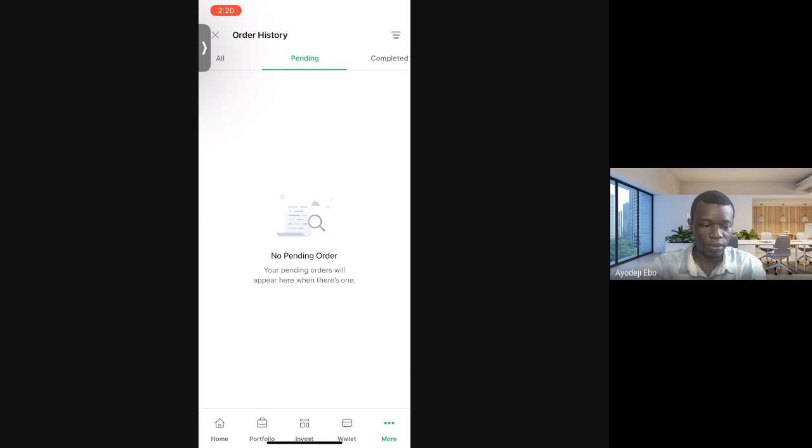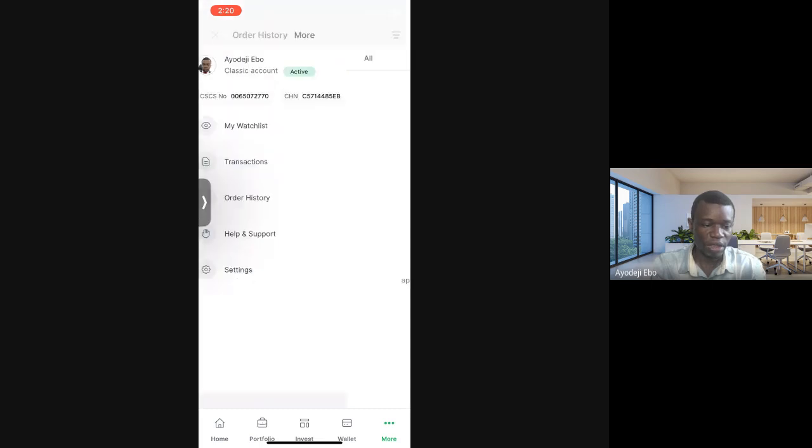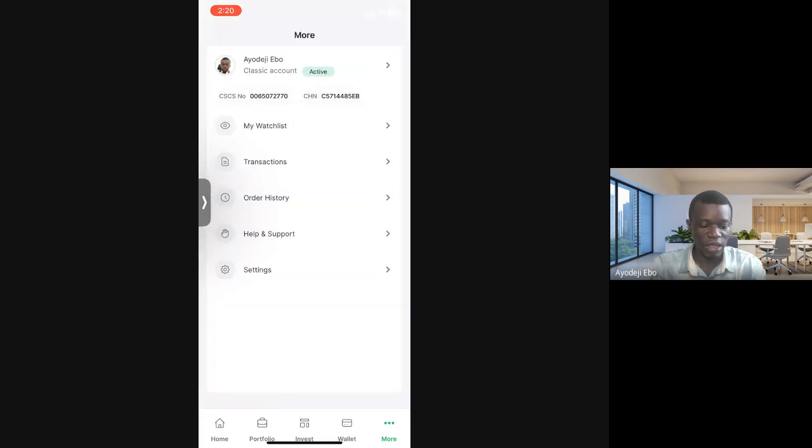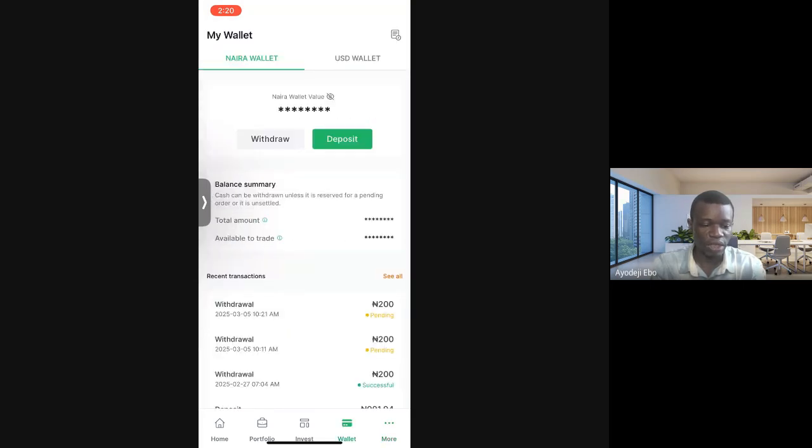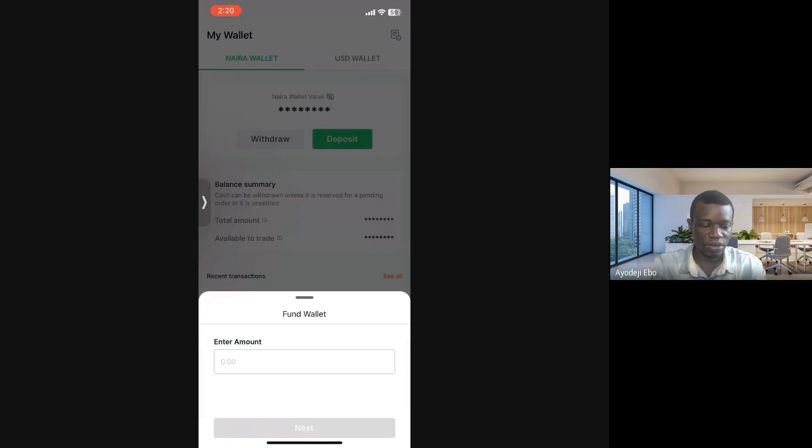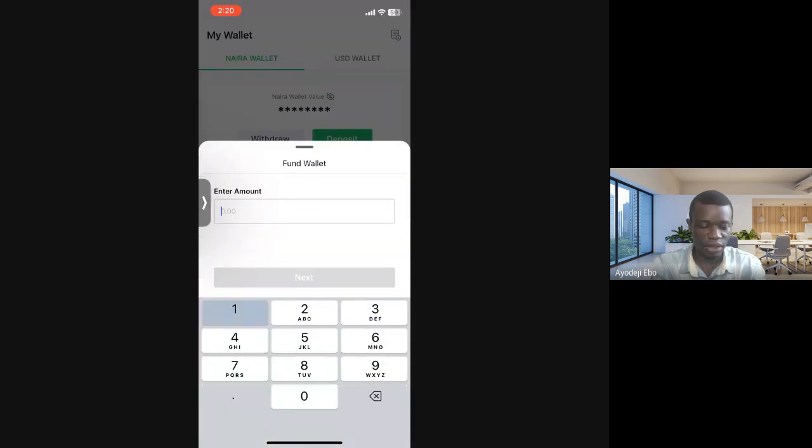So this is the order history. This is also to just see your transactions. And if you want to fund your wallet, it's straightforward, deposits. So you look at trying to fund your wallet, and you can also see that. I will also come back to this.